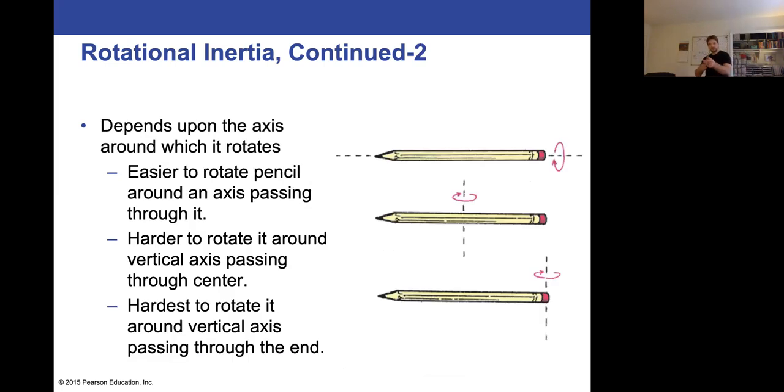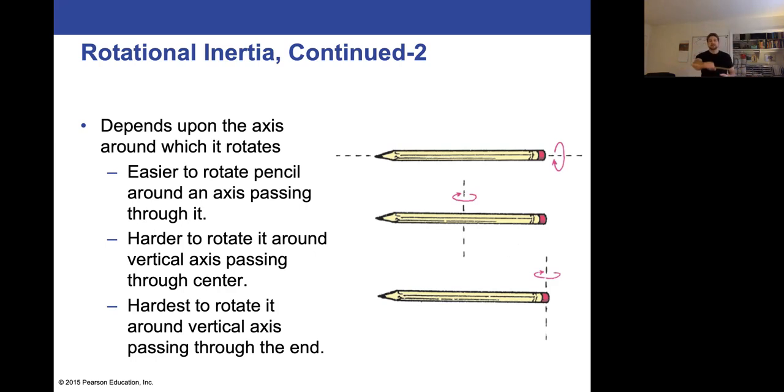It is easiest to rotate a pencil, or really any long object, around an axis passing through its length. Rotating the meter stick or yardstick around the axis that goes along the stick this way is not hard at all. I mean, all I basically have to do is allow it to fall off my hand and it'll spin that way, kind of on its own.